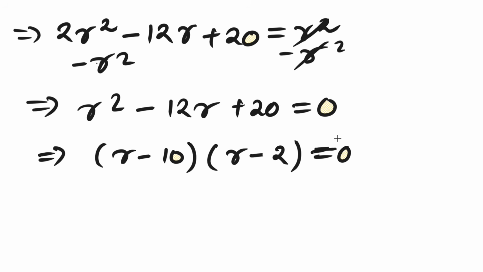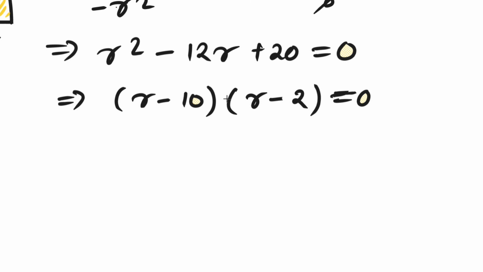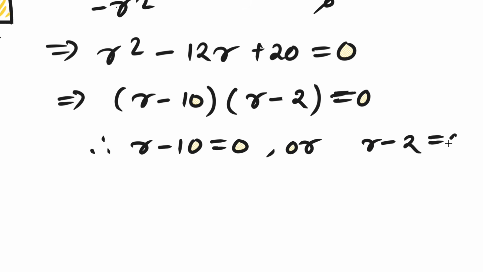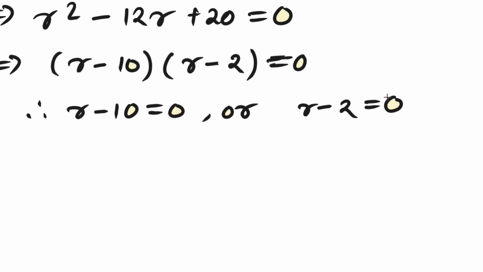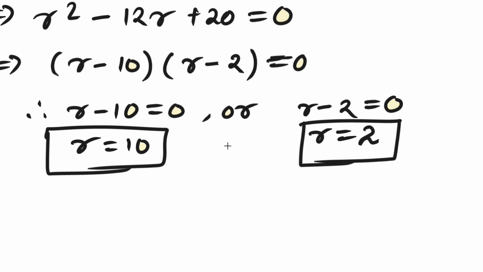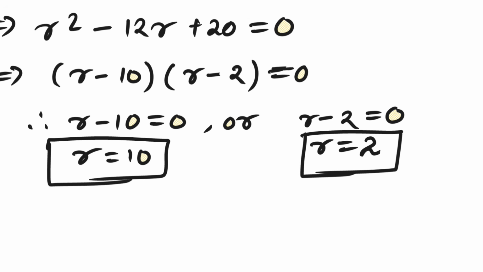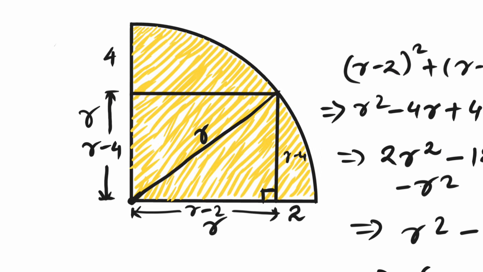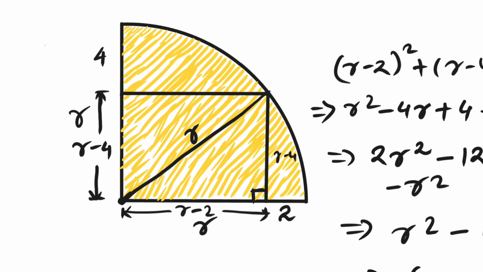Now we use the zero product property. If the product of 2 factors is 0, then at least one of those factors must be 0. So, either r minus 10 equals 0 or r minus 2 equals 0. From the first equation, r equals 10. From the second equation, r equals 2. So mathematically, we have two possible values, r equals 10 or r equals 2. But we cannot simply accept both answers. We need to check which one actually makes sense in the geometry.